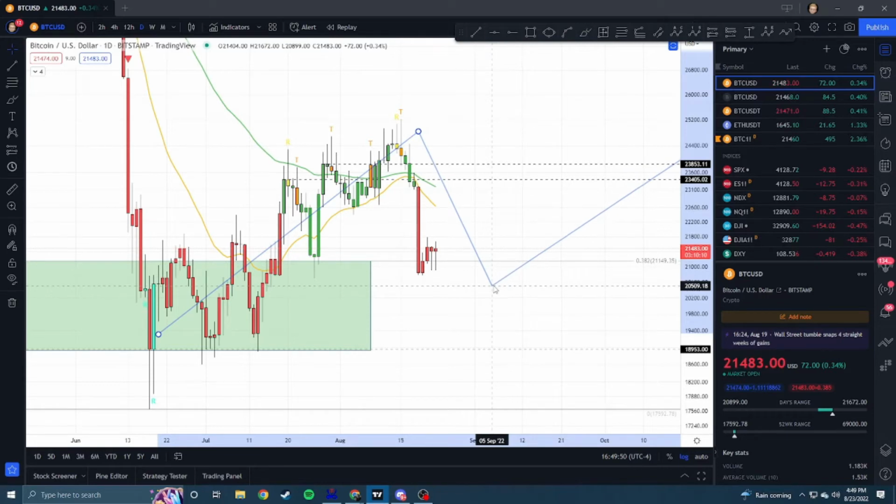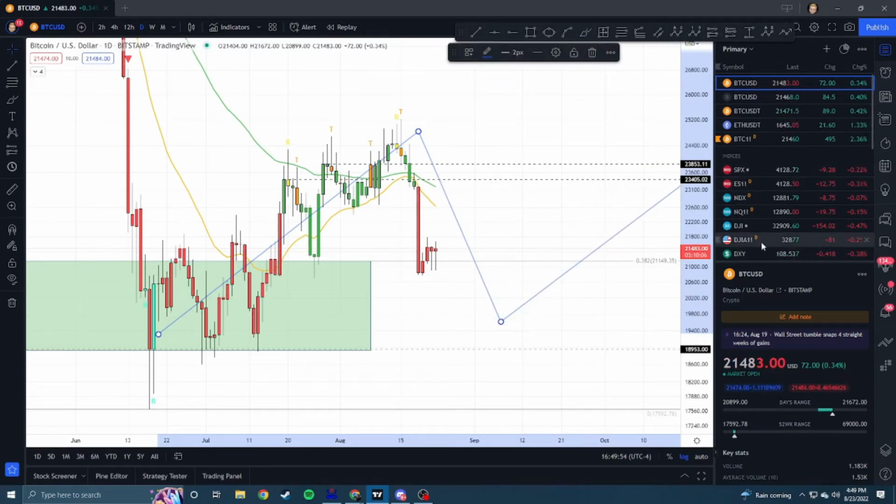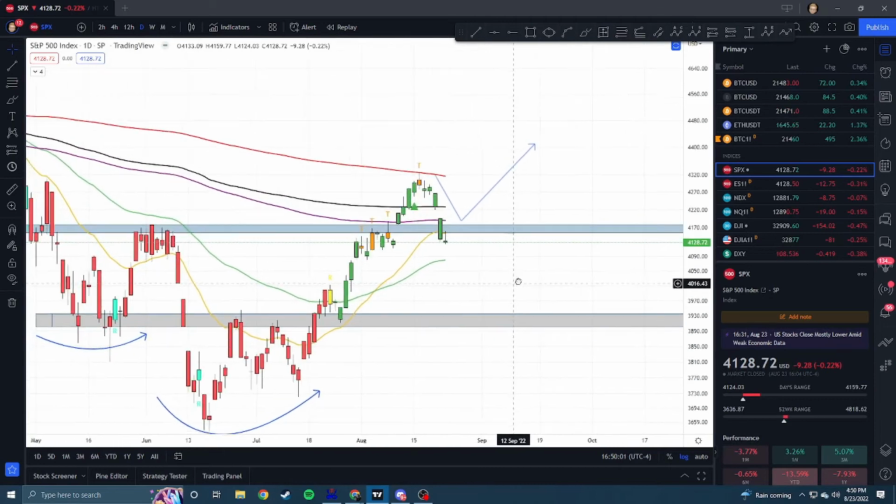So now, we're going to dive into the S&P and then the dollar to see how those are behaving. Actually, we could do that right now. I have no more context.